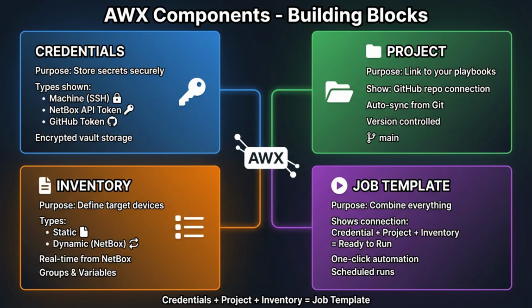Then comes the project, which is on the top right. This links AWS to your GitHub or GitLab repo. Basically it points to your SCM, and AWS auto syncs whenever the code changes, so it's always up to date. Third is the inventory. Instead of a static host file, we'll use dynamic inventory from Netbox. Real-time groups, hosts, and variables pulled via API. Finally, the job template. This brings everything together. It's like credential plus project plus inventory equals a runnable job. So once you understand these pieces, AWS becomes incredibly powerful.